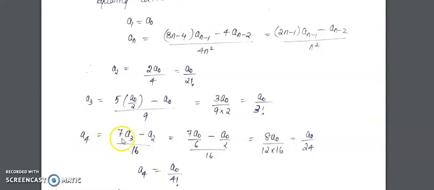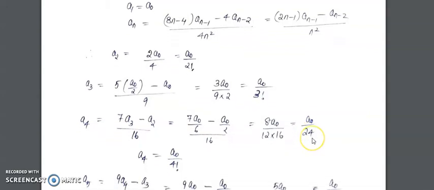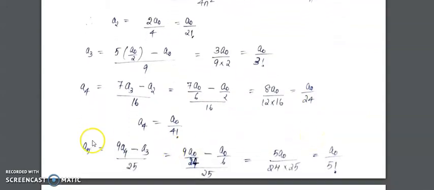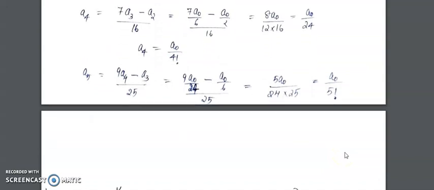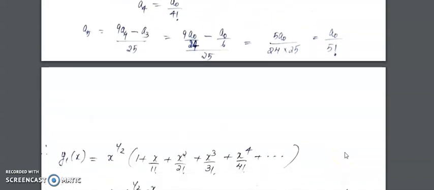a4 will be 7 a3 minus a2 by 16, so that will be a naught by 24. So that is a naught by 4 factorial. Similarly, taking a5, you will get 9 a4 minus a3 by 25. Upon simplifying, you will get a naught by 5 factorial. So that is the required coefficient.